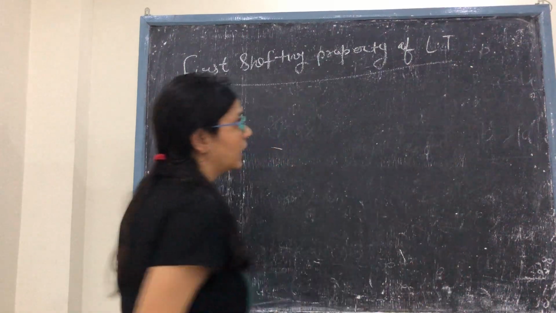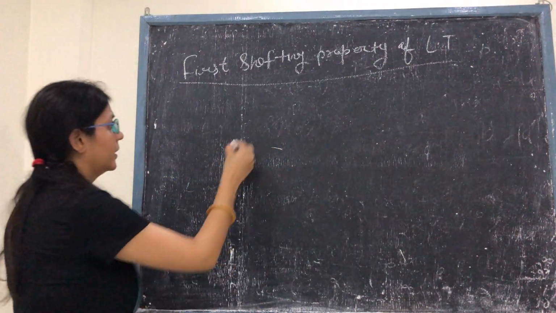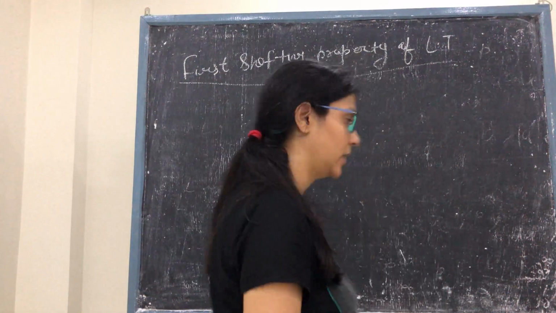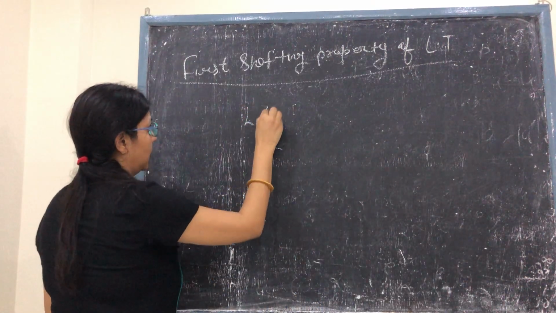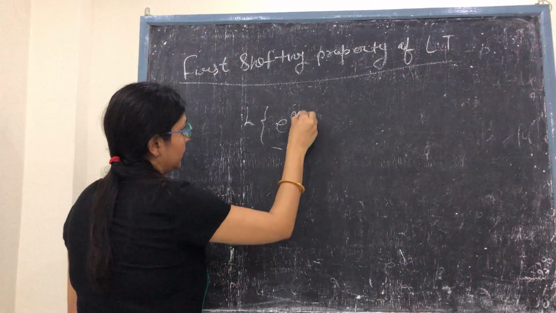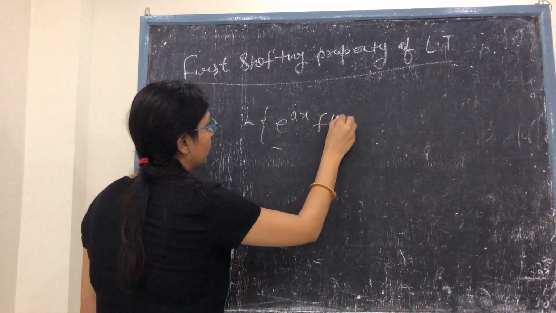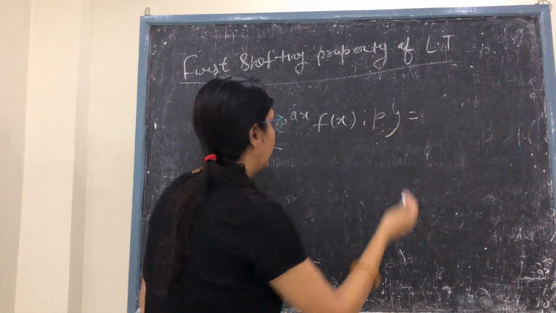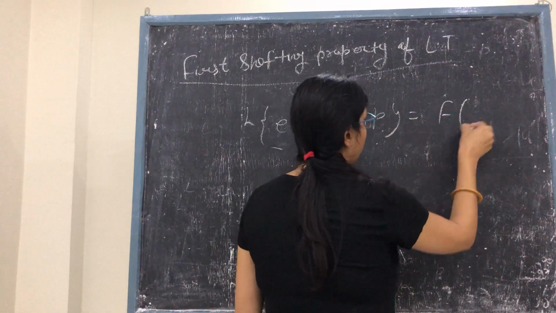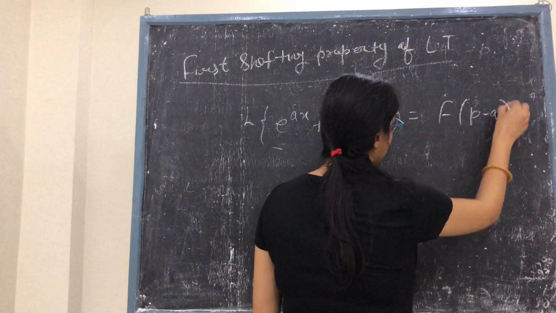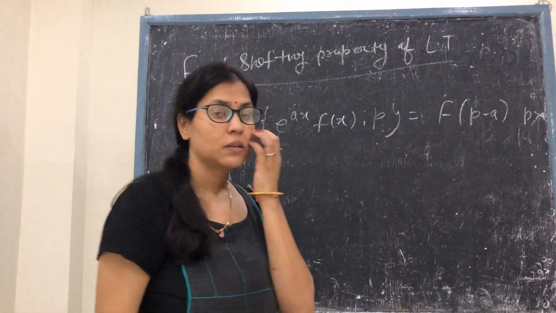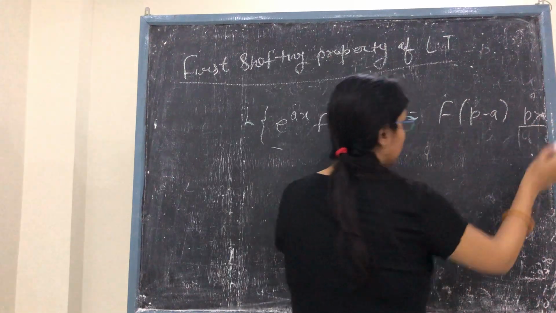Property of linearity transformation, what does this say? If we denote the Laplace transformation of function f(x) by f of p, the Laplace transformation of the function e raised to the power ax f of x is defined by f of p minus a, where p should be greater than a. We will write this condition always.